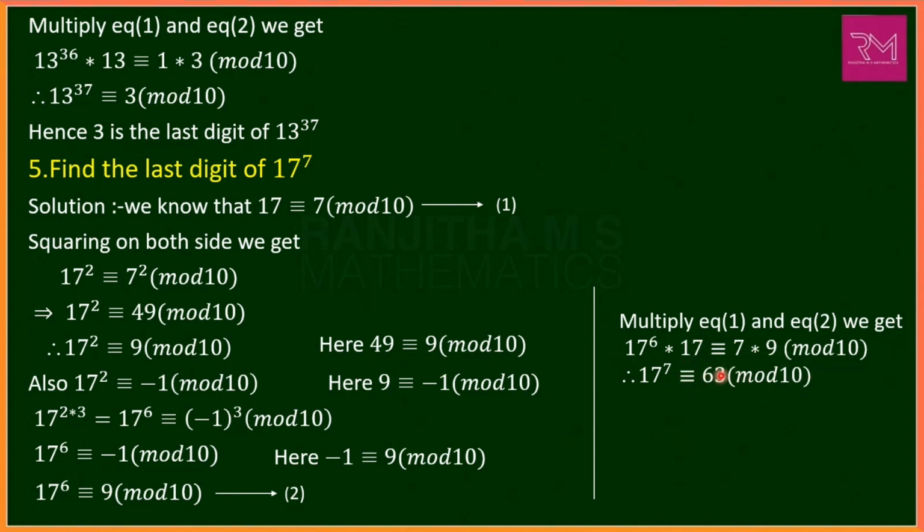So we get a value which is greater than 10. To reduce that to a value lesser than 10, we know that 63 is congruent to 3 modulo 10, that is 10 divides 63 minus 3, which is 60. Therefore we can write 63 as 3, that is 17 power 7 is congruent to 3 modulo 10. Therefore we can conclude that 3 is the last digit of 17 power 17. This completes the problem. We shall move on to another problem.